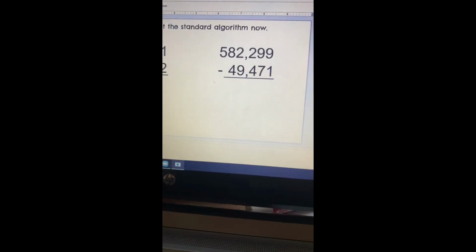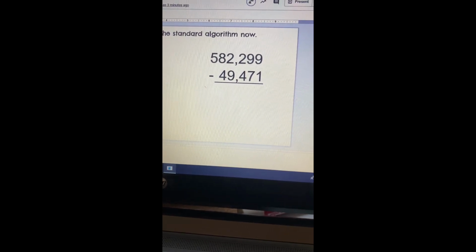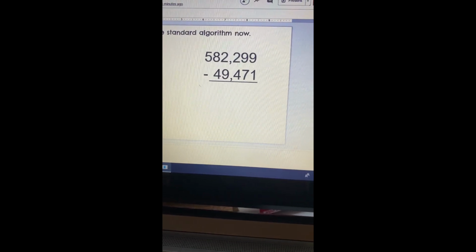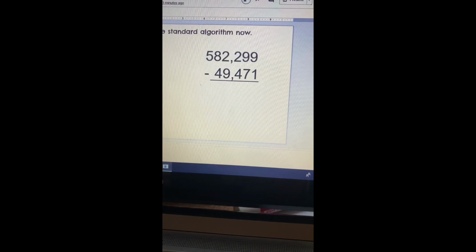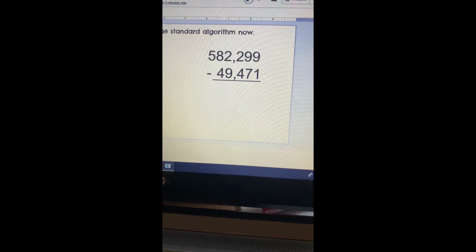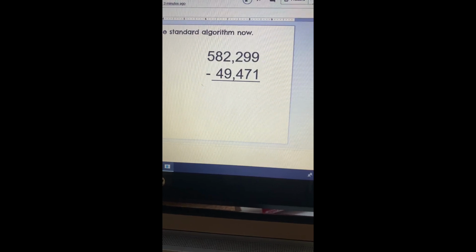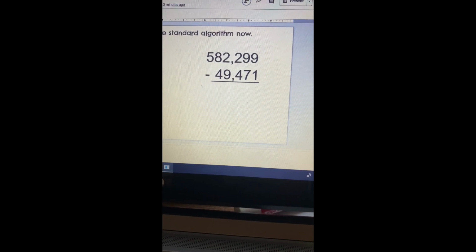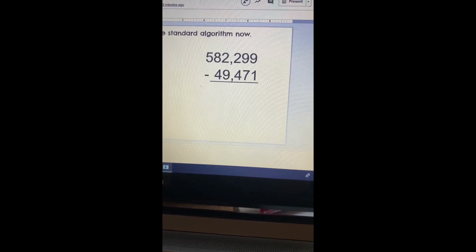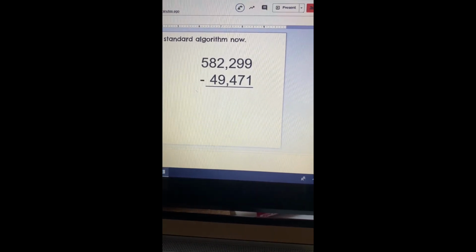Guys, I want you to try this problem out on your own. 582,299 minus 49,471. I want you to try it in standard algorithm right now on your own. And again, if you want to do the expanded form, what we've been doing, that's fine. Do it side by side, but then go back and do the standard algorithm, the new stuff, the 4th grade stuff.